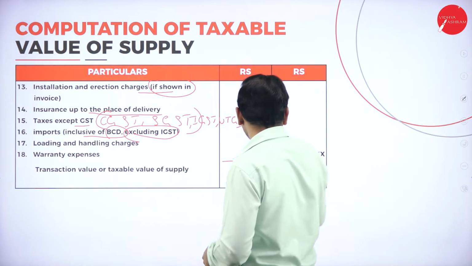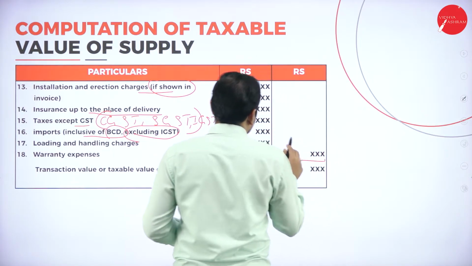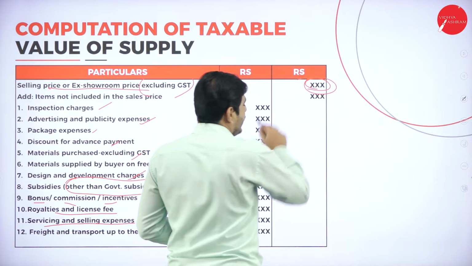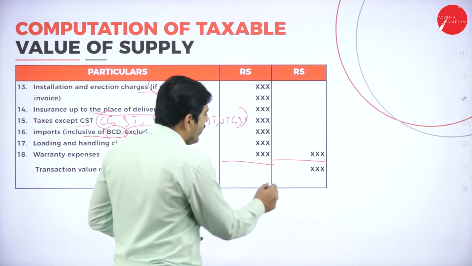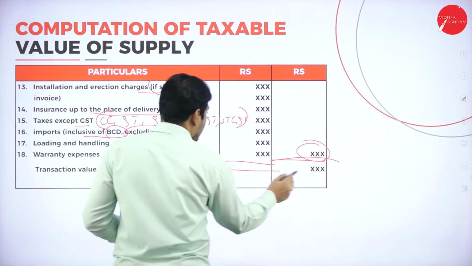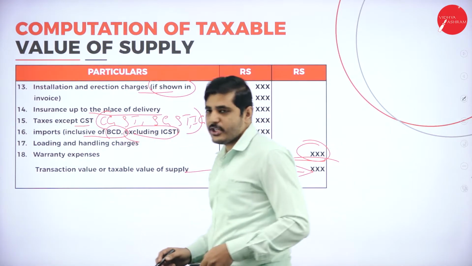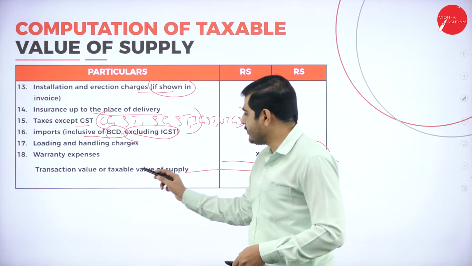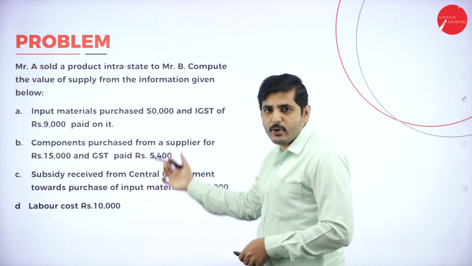Now add all the expenses. You add, so this amount, the value of the actual price of the product plus all the incidental expenses, gives you some amount. This is called the transaction value, or it is also called the taxable value of supply. Now let's go to the problem.